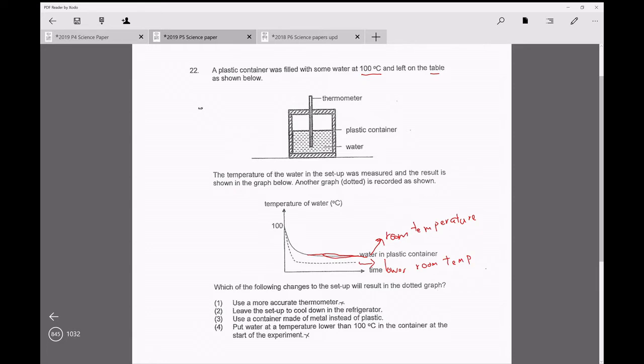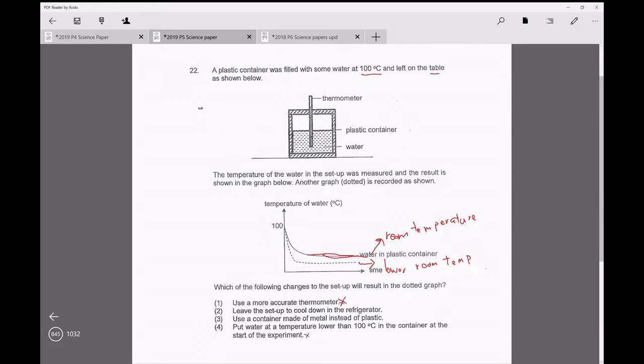Okay, let's look at the different possibilities. The first one says that you use a more reliable thermometer. Yes, there's a chance that when you use a more reliable thermometer, the results will change. But it can also be a case where the temperature will drop slower. It can also be a case where the temperature drops faster. So there's no guarantee that it will definitely drop faster. In this case, it dropped faster, right? There's a chance that it can also drop slower, like I said. So this is not possible.